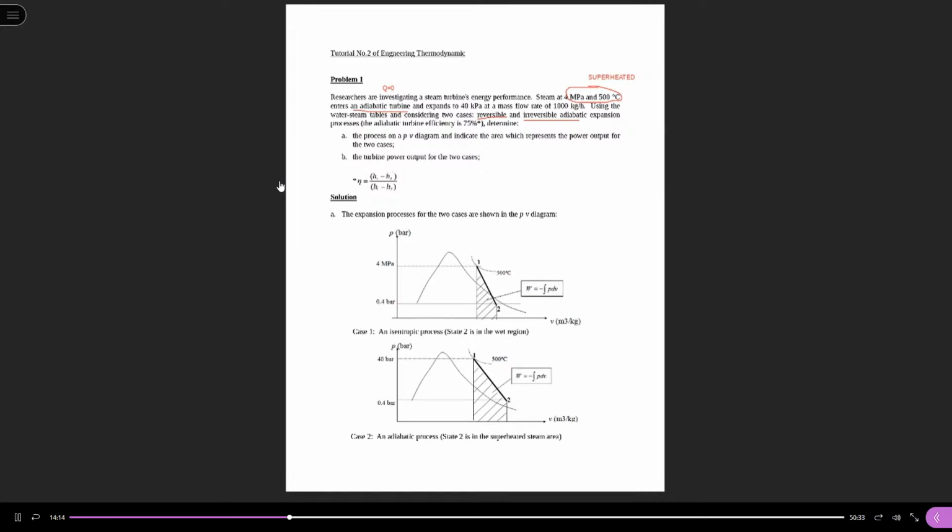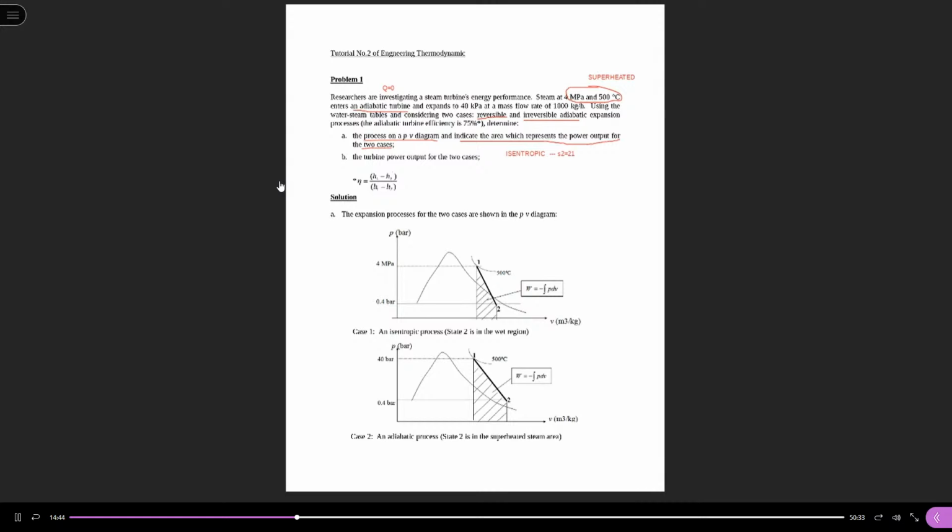For the first, isentropic process, the entropy of state 1 is equal to the entropy of state 2. Then now let's have a look. We want to know the process on the diagram and indicate the area which can represent the power output for the two processes.